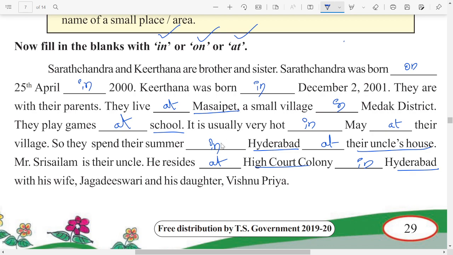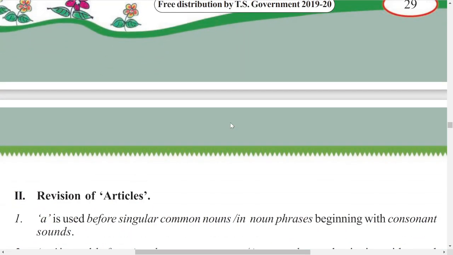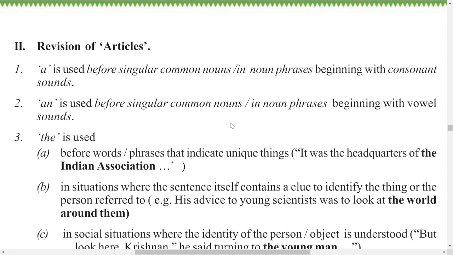So once note down these prepositions: in, on, at. Next one, we have articles, a revision of articles. Look at this, we have a, an and the articles. So we should know where to use all these three articles. Okay, so let us get started with the first one.